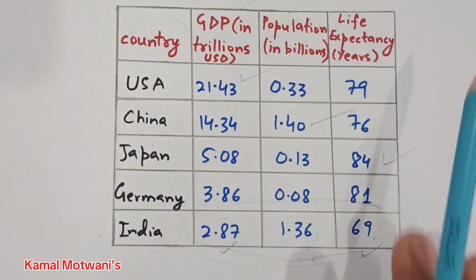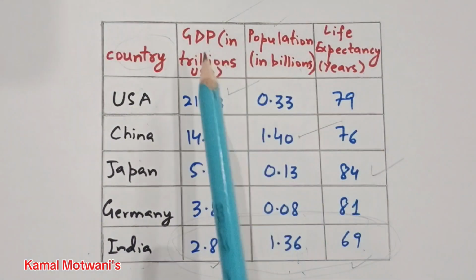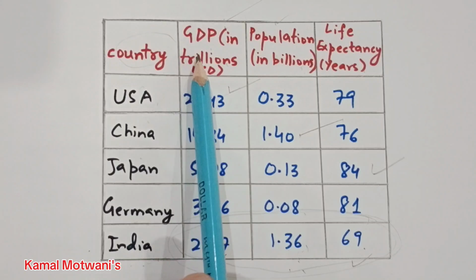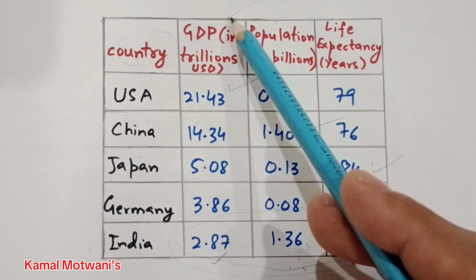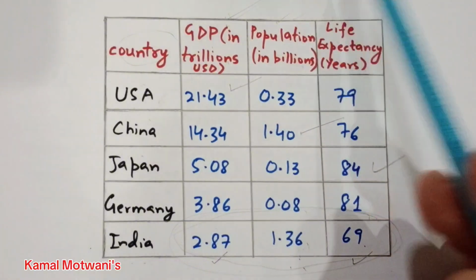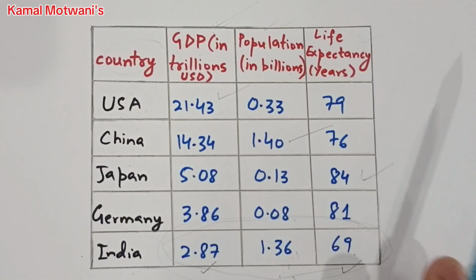So if you dedicate a separate paragraph on each of these horizontal elements, then you have to write a separate paragraph on GDP, on population, and life expectancy with respect to these countries. Whereas there is a second thing that you can follow as well.